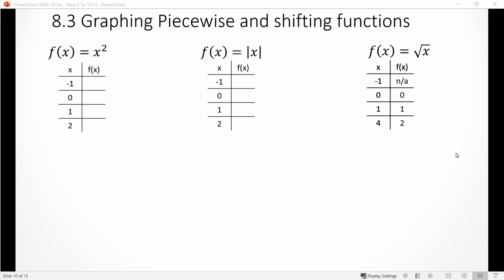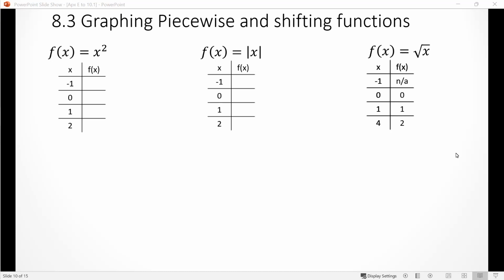Hi, students. Today I want to do section 8.3, which is graphing piecewise functions and shifting functions. First, we're going to start with shifting some basic functions that we see a lot. I have three examples for us right here. These are the most basic forms of these three types of functions.